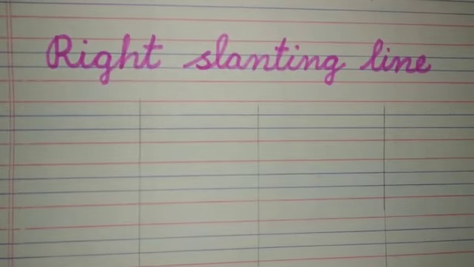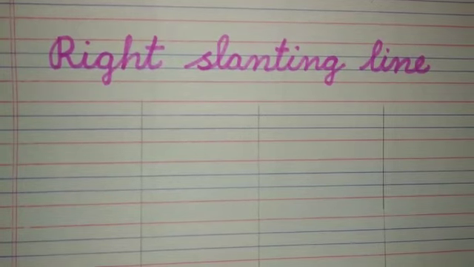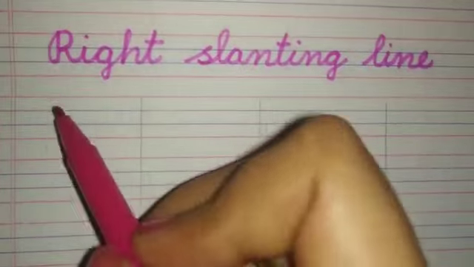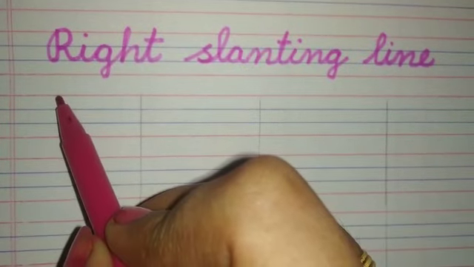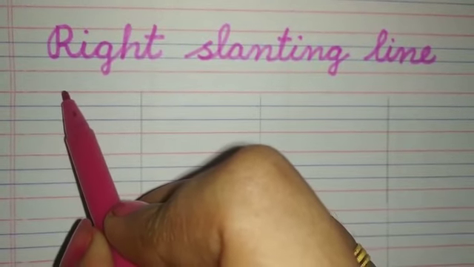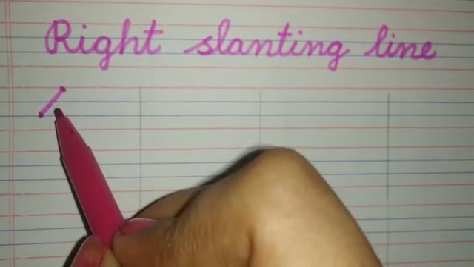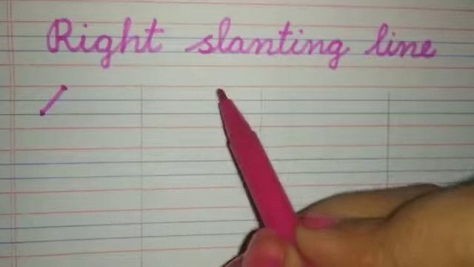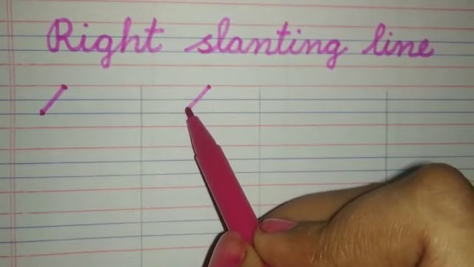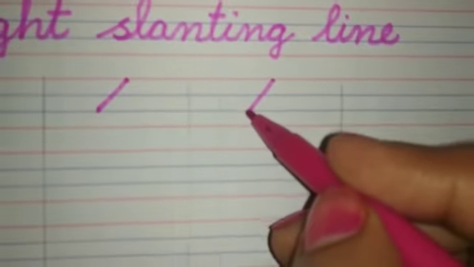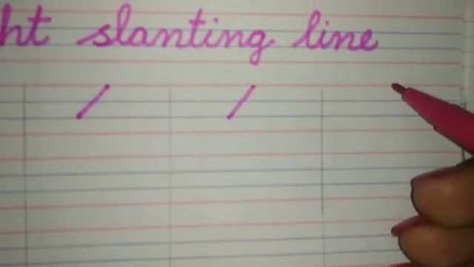Children, are you ready to write right slanting line in the four line note? Let's start. Children, start from the first line to the third. Draw a slanting line. This is right slanting line.